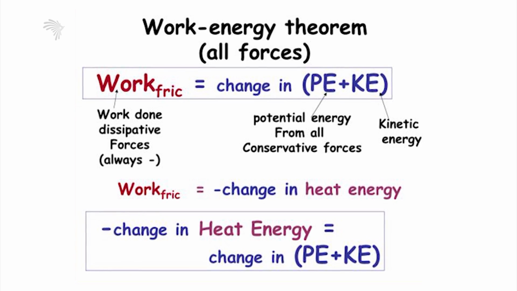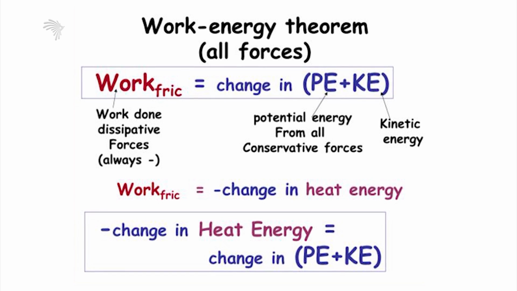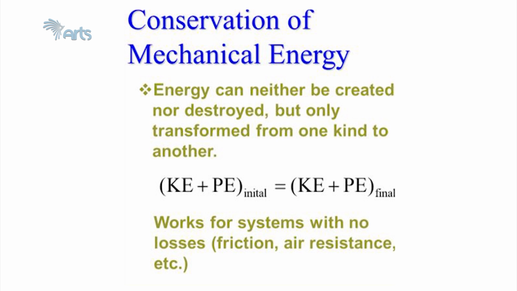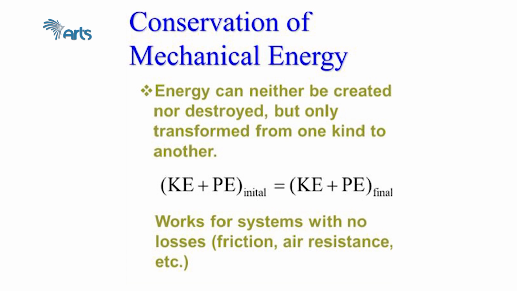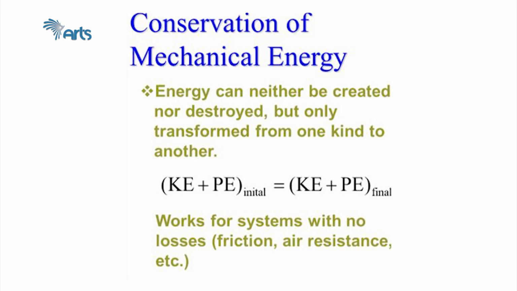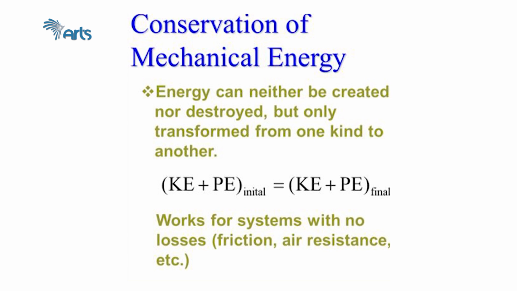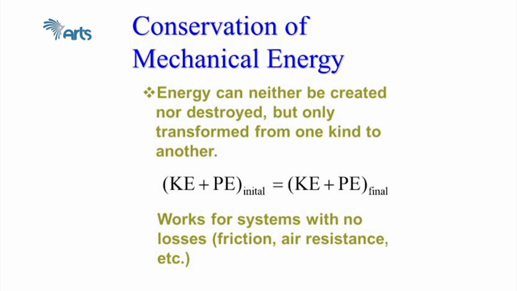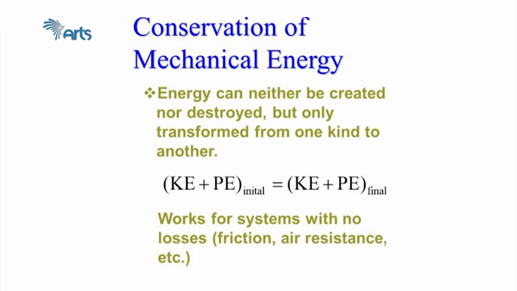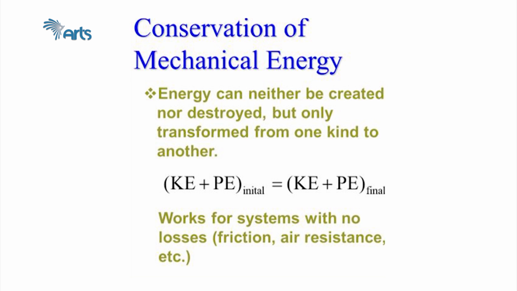And these two energies are equal and opposite. When you look at conservation of mechanical energy, first let's define what mechanical energy is. Mechanical energy is the sum of kinetic energy and potential energy. The law of conservation of energy states that energy can neither be created nor destroyed, but it is only transformed from one form to another form.